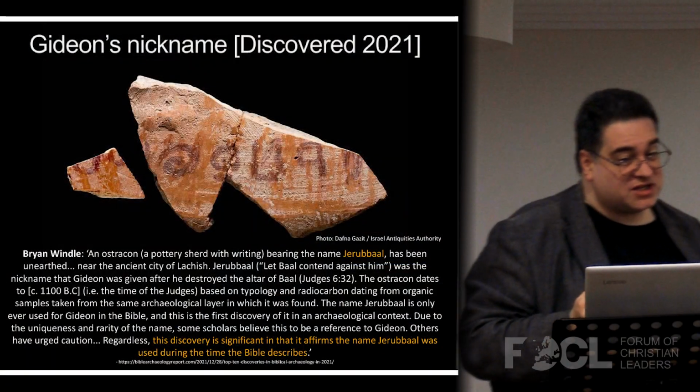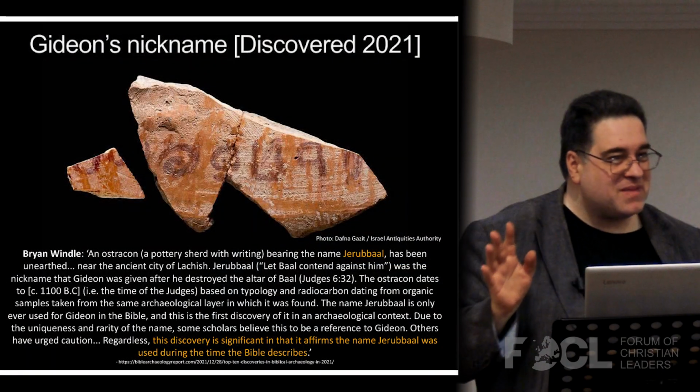Let's have a little look at the period from Gideon to Solomon, so the period of the Judges to the United Kingdom under David and Solomon. So Gideon, I'm going to set at around about 1150 BC. This is a very recent find.